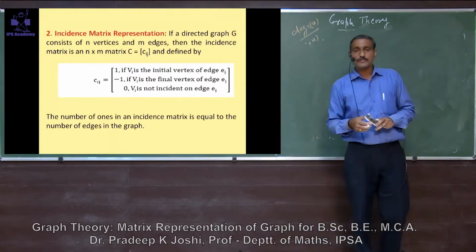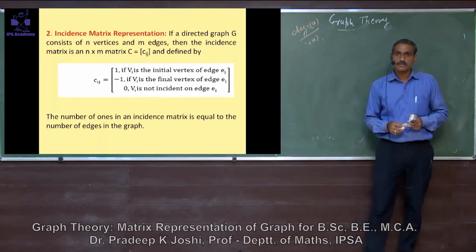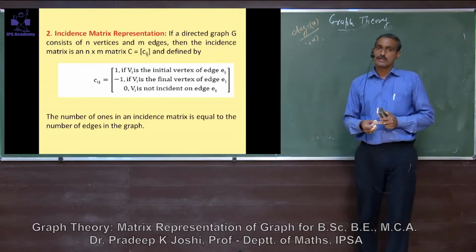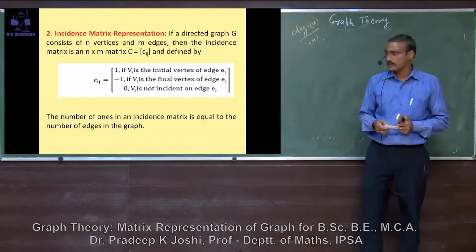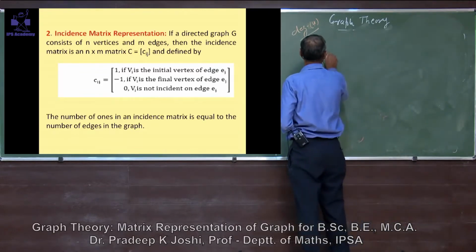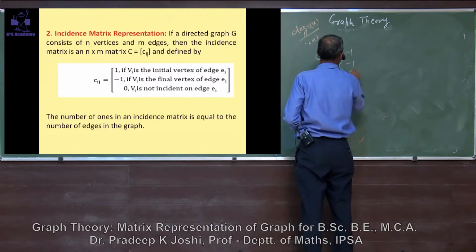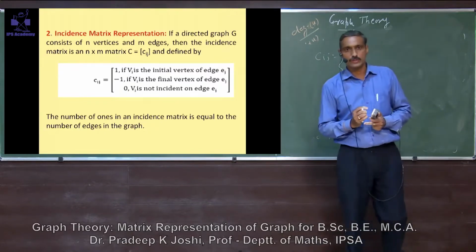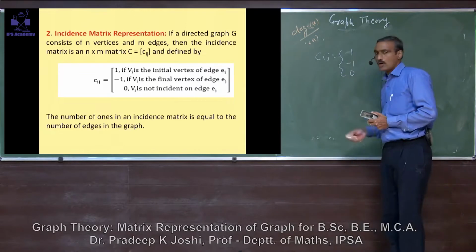If a directed graph G consists of n vertices and m edges, then the incidence matrix will be an n by m matrix, and we define C equal to Cij, and the elements of C are either 1, -1 or 0. Why do we define 1 and -1? For in degree and out degree here.